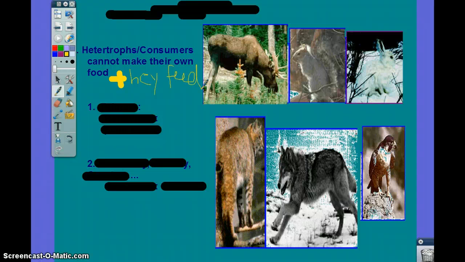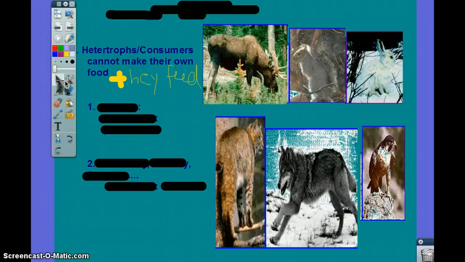All right, so you have levels of consumers, okay? Starting with the first level and moving up. What do the first level consumers eat? Here's a better question. Where does food production begin? Raise your hand if you could tell me. Plants.